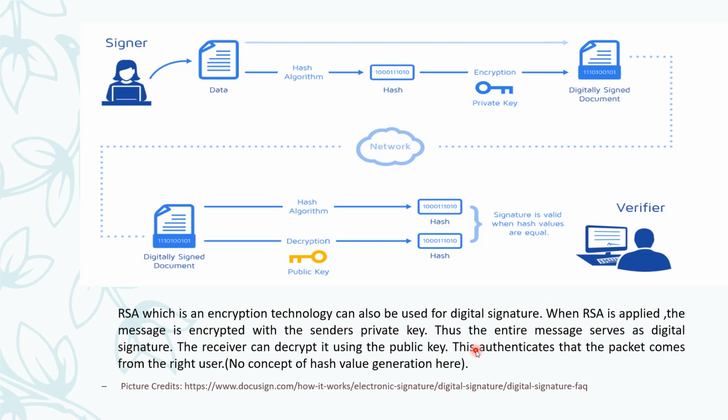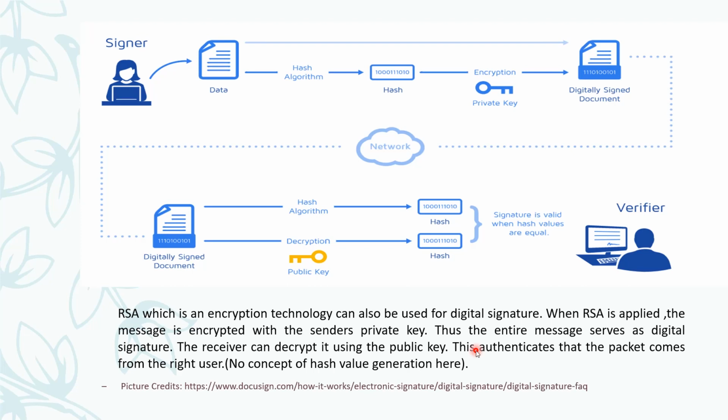This block diagram shows the digital signature process. We have the data here. Using the hash algorithm, the hash value of the data is generated. The hash value is encrypted by the private key of the signer or the sender. Now the message or the data along with the encrypted hash value, which we can call a digitally signed document, is transmitted over the network.